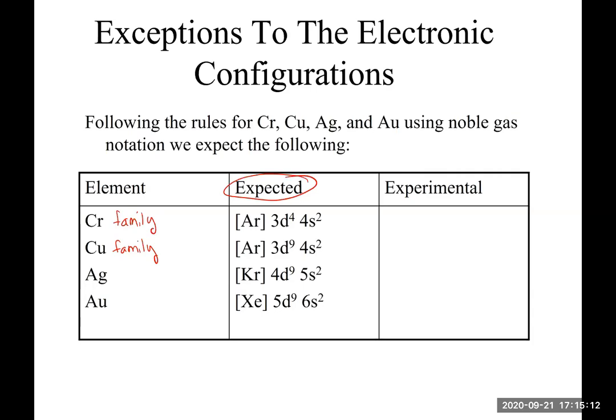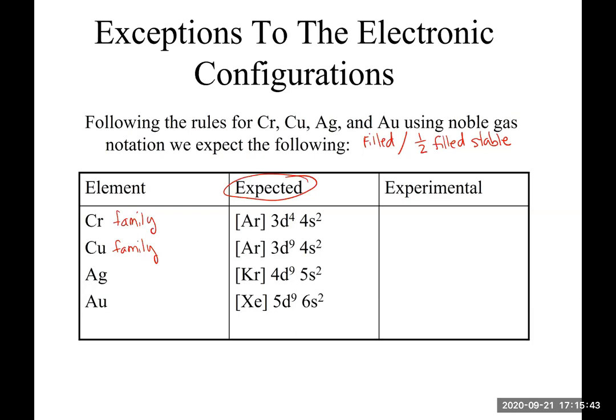They have that unexpected glitch because, remember what we just said on the previous page, filled or half filled is more stable. If you're very close to being filled or half filled, you may make a little rearrangement so that you can become filled or half filled. How do you make that rearrangement?